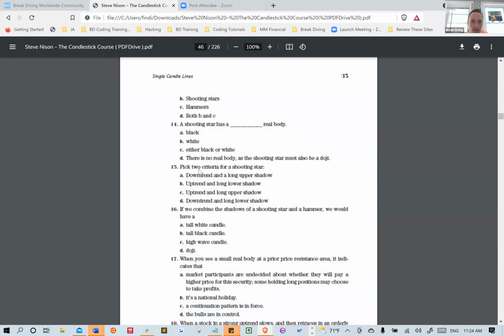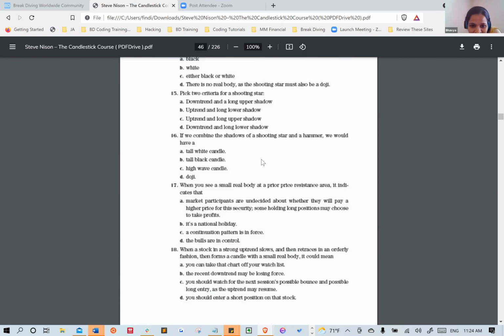I'll do 15. Pick 2 criteria for a shooting star. A shooting star means an uptrend. We need an uptrend, and then we need a long upper shadow. C. Right. Yours is 16. If you combine the shadows of a shooting star and a hammer, we would have a high wave candle, right? High wave candle. Yes, I agree.